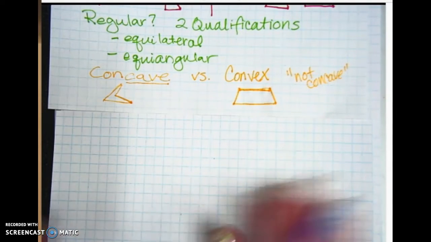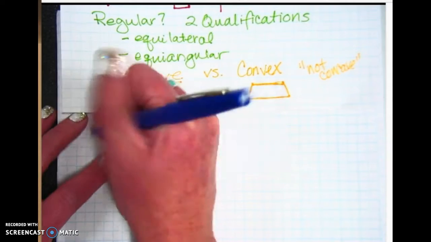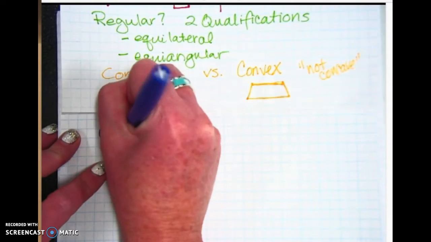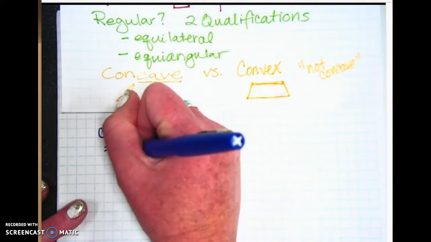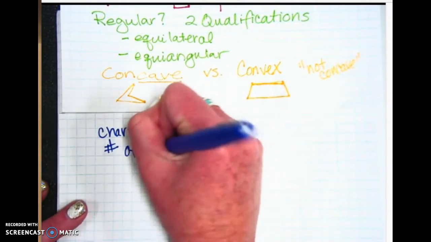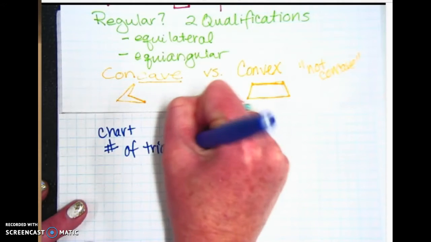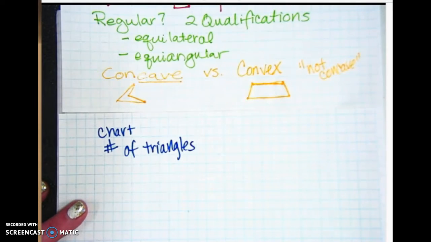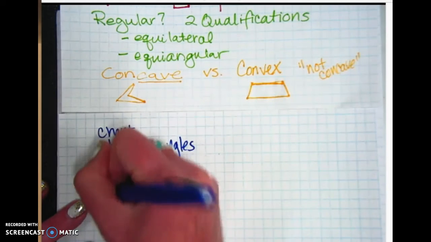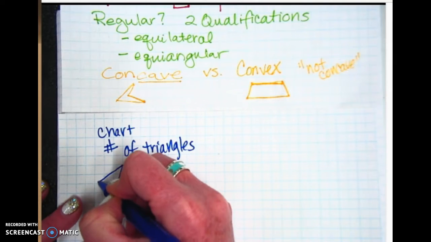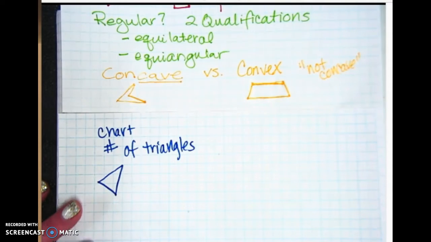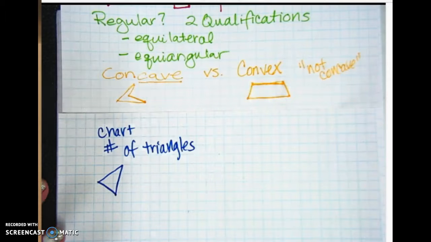All right. So what we're going to talk about next, you're going to see on your chart. And when we're done, you'll be able to fill in all of that chart. So the first thing we want to talk about is the number of triangles within a polygon. And so we're going to start with the easiest one. We're going to start with a triangle. And this one's so easy, it's hard. Basically, how many triangles are in a triangle? One.